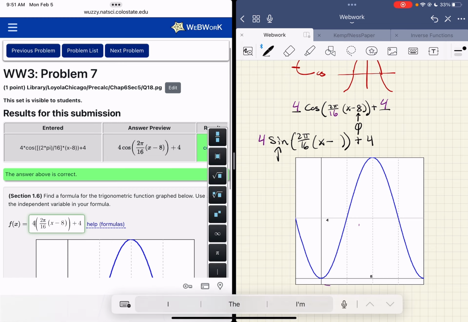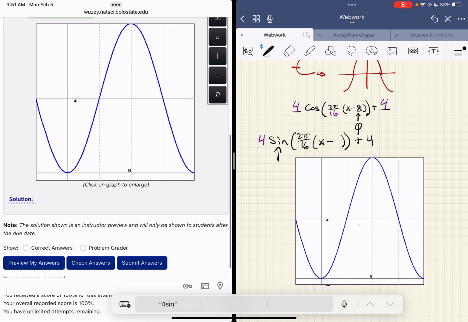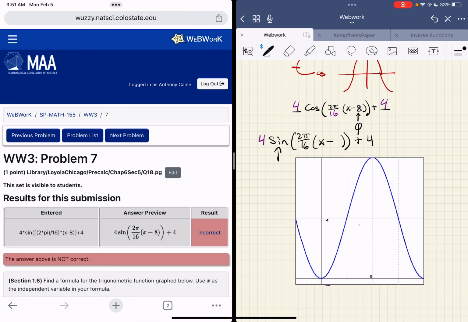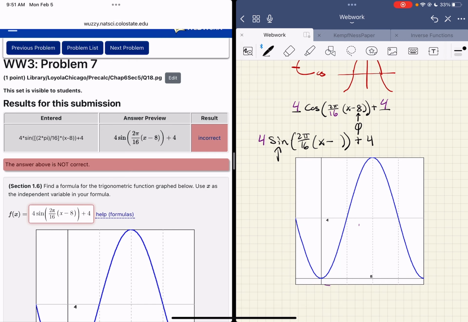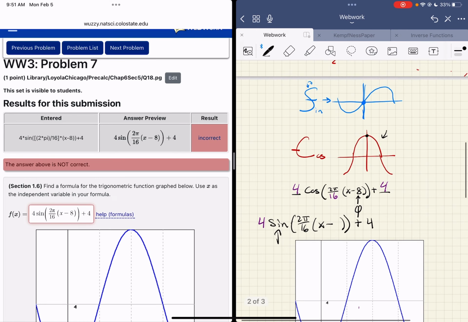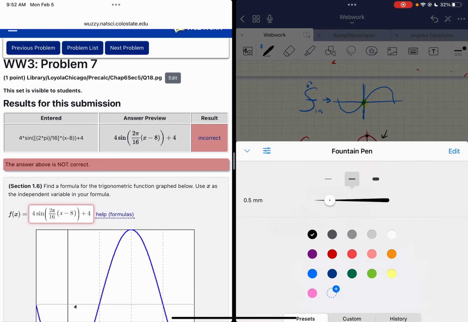Here, 1, 2, 4 sine, okay? And submit. No good, right? That's because the 8 was telling us how far we moved the starting point of the cosine graph. And so analogously, we should ask ourselves, how far do we move the starting point of the sine graph? Okay, well, how can we figure out the starting point?